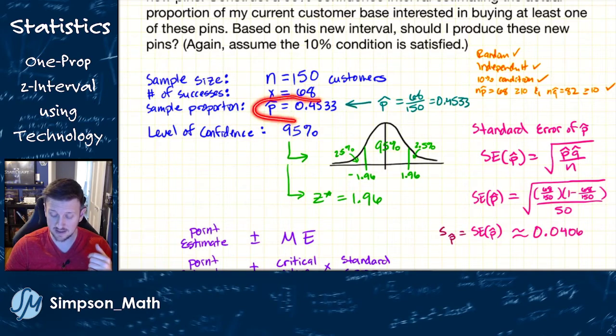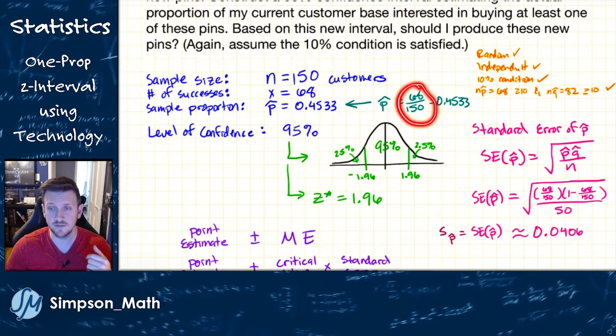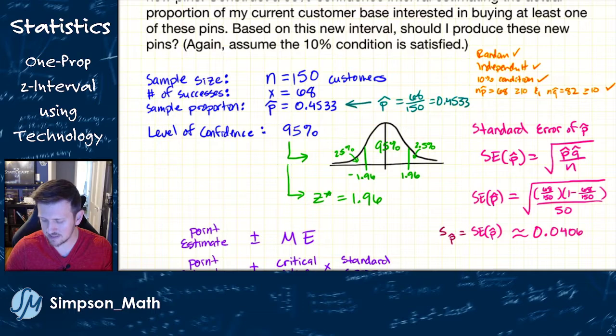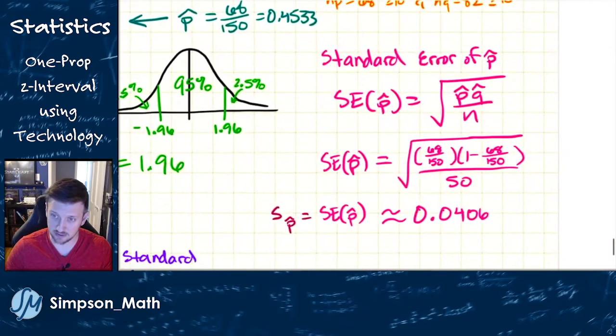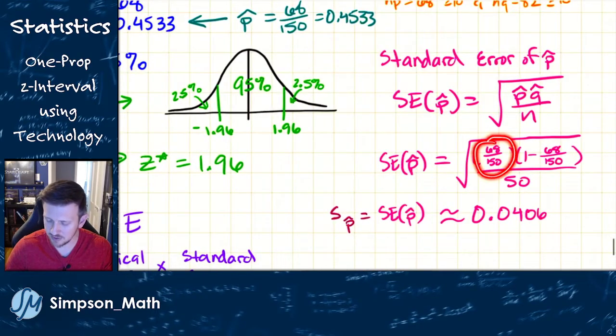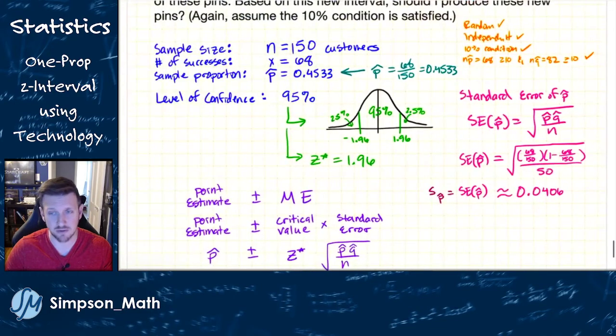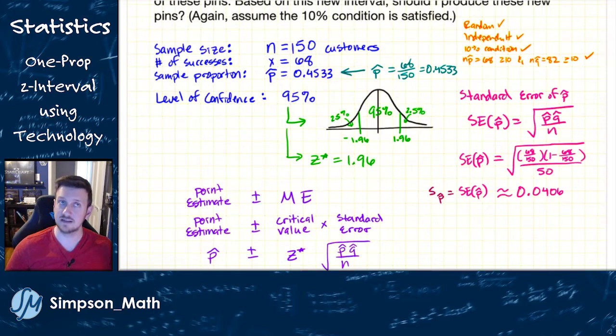So I need to find this p hat this time. So it's going to be 68 over 150. And this is a decimal that does not terminate. It is 0.45 and the 3's go on forever. So if I was doing this math by hand for the standard error, I would use the fraction as much as possible without having to round, or make sure to put in enough 3's that is past however you're going to round to.